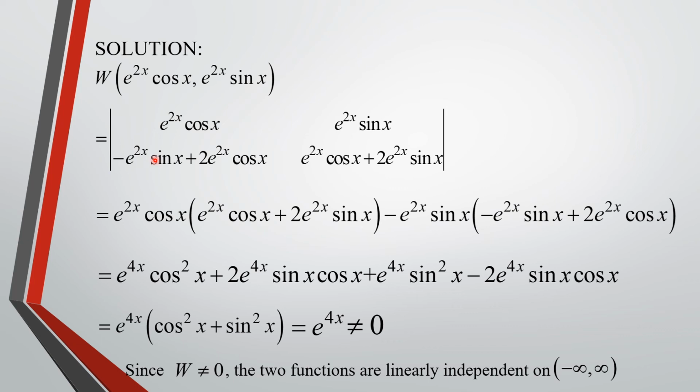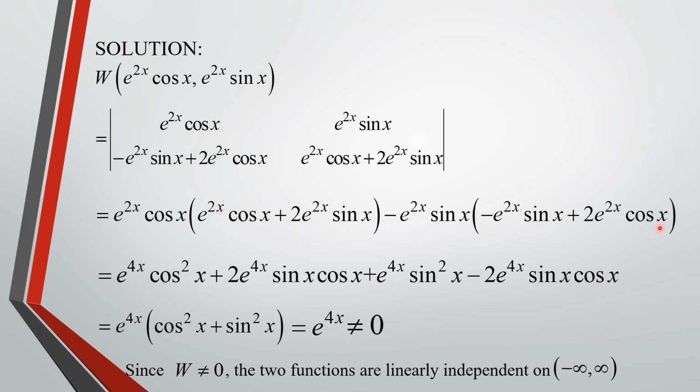Or in other words, we can start evaluating the determinant of this matrix by using the formula AD minus BC. So A times D will be e to the 2x cos x multiplied by e to the 2x cos x plus 2e to the 2x sin x, minus B times C. So e to the 2x sin x multiplied by negative e to the 2x sin x plus 2e to the 2x cos x. Okay, once we are done with this line here, we need to open up the bracket and simplify whenever possible.